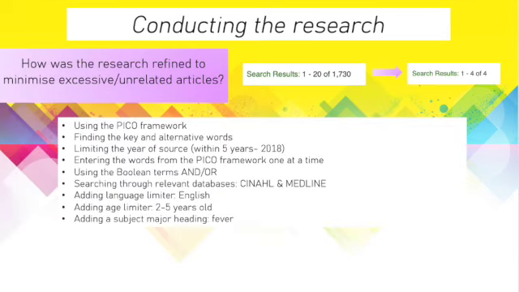So how was the research refined to minimize excessive or unrelated articles? This was done by using the PICO framework, finding the key and alternative words, limiting the year of source within 5 years being 2018, entering the words from the PICO framework one at a time, using the Boolean terms and or, searching through relevant databases that I used such as CINAHL and Medline, adding a language limiter being English, adding an age limiter 2 to 5 years old, and adding a subject major heading being fever.